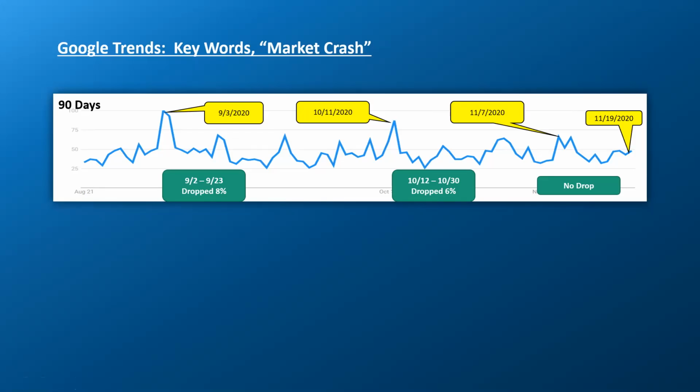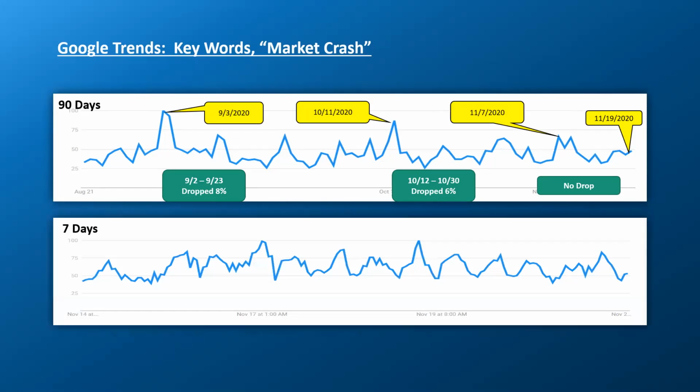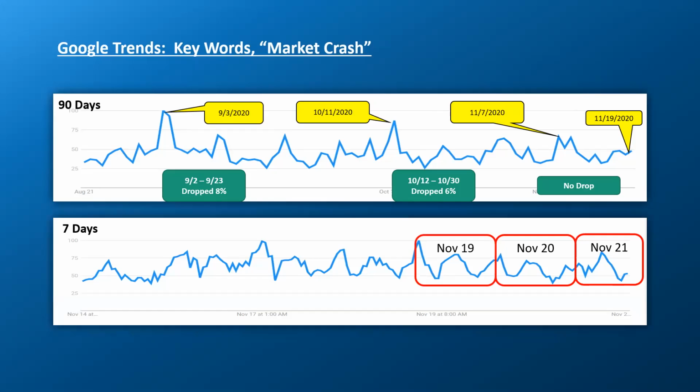So what's happening today? To see how today is, we need to bring up the 7-day chart. On this chart, each day is represented by a section of the line. These two sections are November 20th and 21st. If you compare them to November 19th, you can see today and yesterday are lower. Therefore, we can estimate the most recent level is around here on the 90-day chart. That means we're still very far away from having a crash.